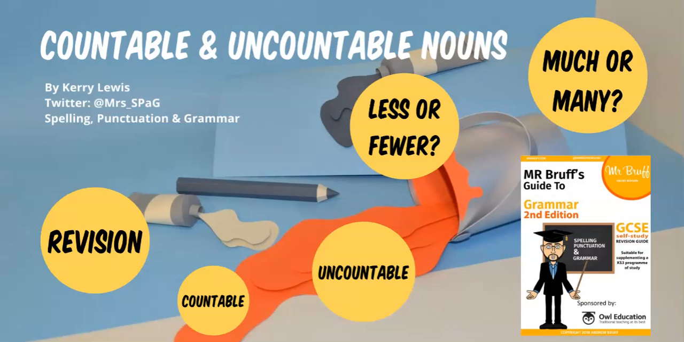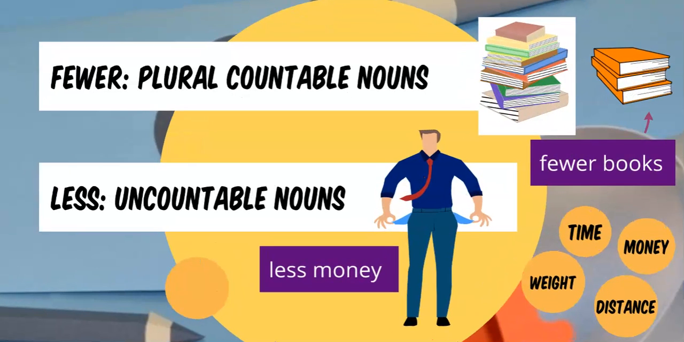Knowing about countable and uncountable nouns also helps with the rules for less and fewer. We use fewer with plural countable nouns. For example, there are fewer books in this pile than in this pile. And we use less with uncountable nouns. For example, I have some money, he has less money than me.